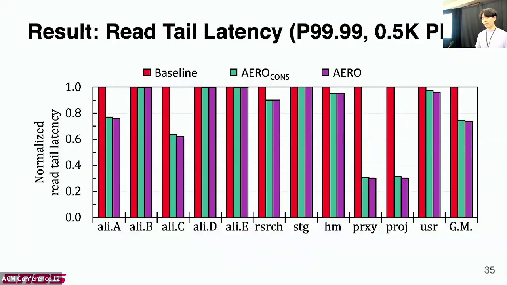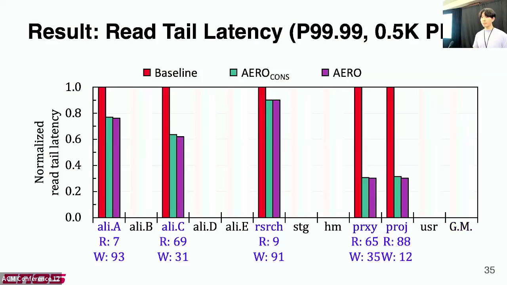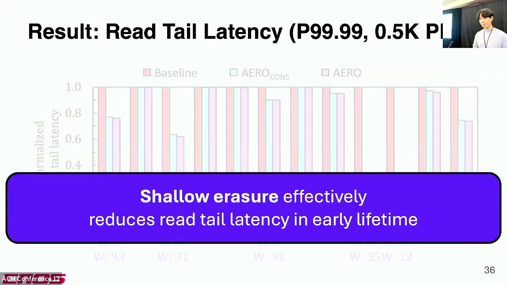We also evaluate read tail latency. At 0.5K P/E cycles, AERO reduces read latency by 26% on average. To be specific, we observe that workloads with various read and write ratios can benefit from AERO. Here, AERO conservative and AERO show similar performance because erase latency variation is not high at this point. Considering that most blocks only require the first erase pulse at 0.5K P/E cycles, we can conclude that shallow erasure is effective in reducing read tail latency.